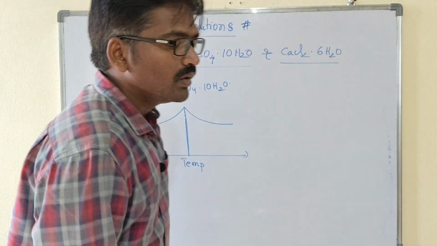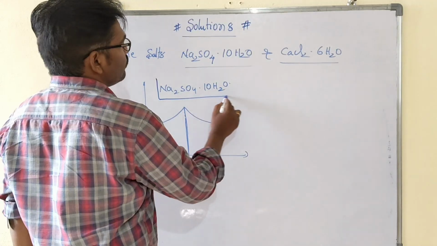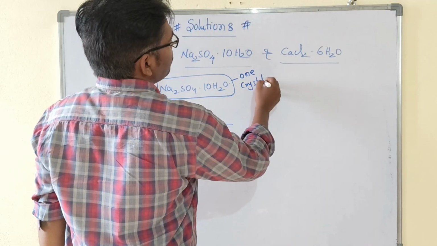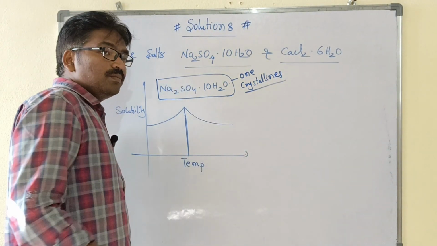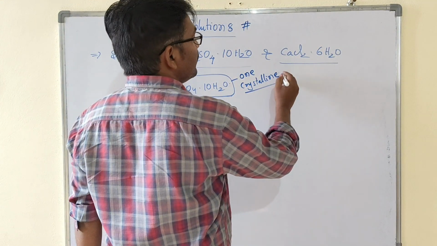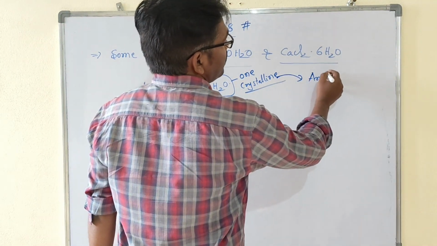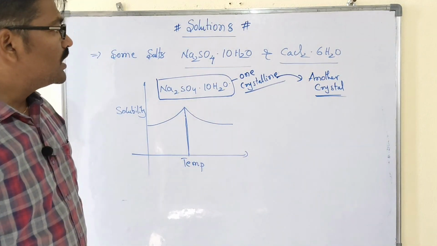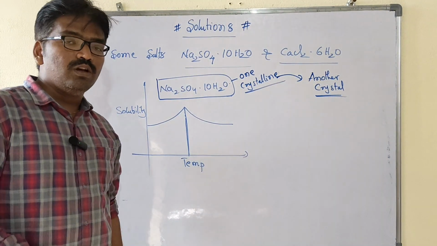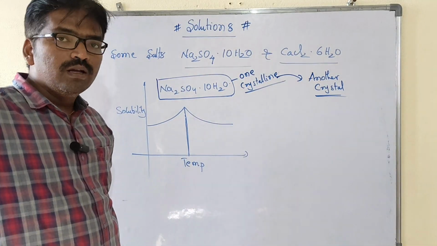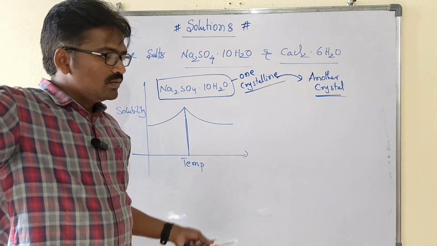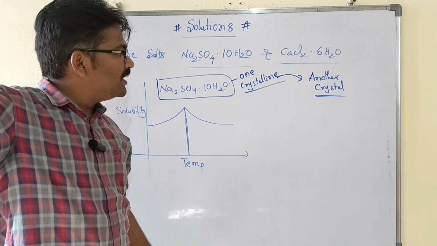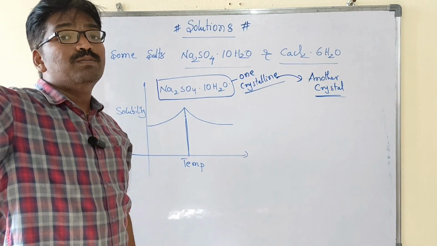Why does it happen? Actually, Na2SO4 is present in one crystalline form. In the solid state, we see there are 7 types of crystals: when it changes from one crystalline form to another crystal, the crystalline structures we see are cubic, trigonal, hexagonal, then orthorhombic, monoclinic, triclinic, and tetragonal. So these are all crystals. 7 types of crystals will be there.